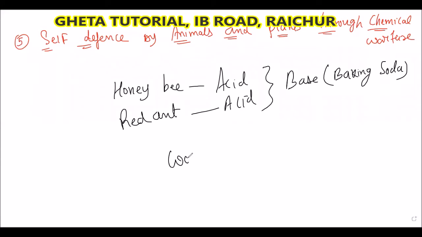And what about the wasp? When a wasp stings a person, what does it inject? It injects a base liquid, also called an alkaline liquid. So when it injects alkaline liquid into your skin, you will again get pain, because bases also give pain.